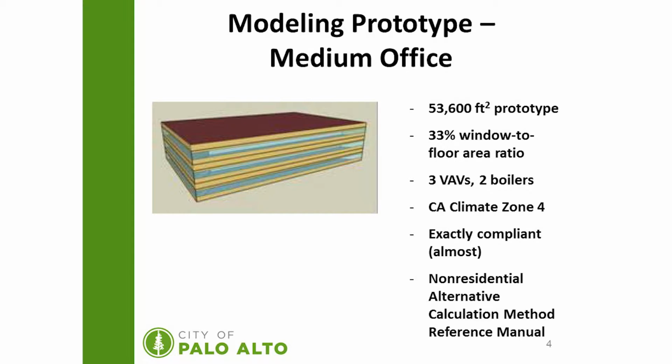For one of the measures, the economizer measure, I'll also be looking at a smaller office prototype. This is about 5,500 square feet, a 1-story system with 5 packaged single-zone air conditioning systems and a furnace. It's also located in Climate Zone 4 and exactly compliant with Title 24. Again, you can refer to the Non-Residential ACM reference manual for more details.